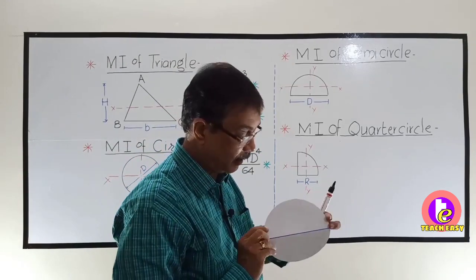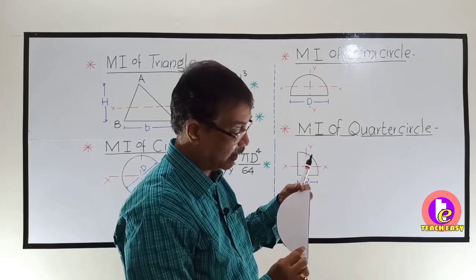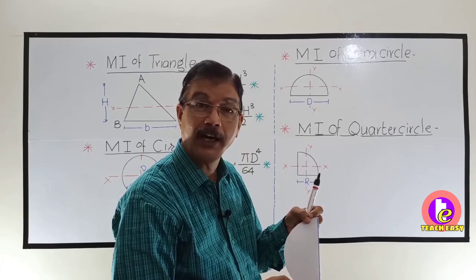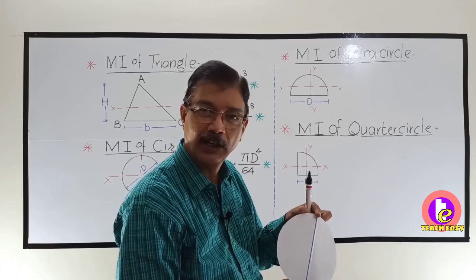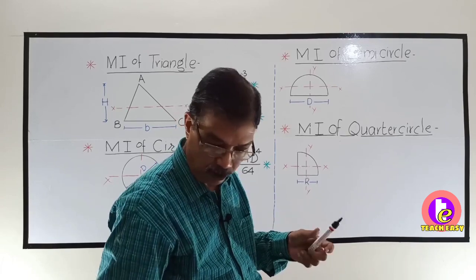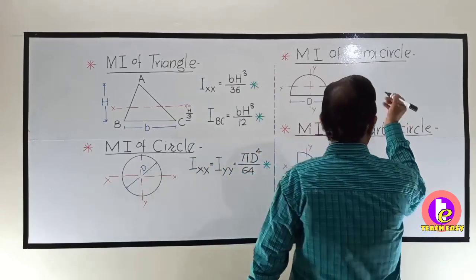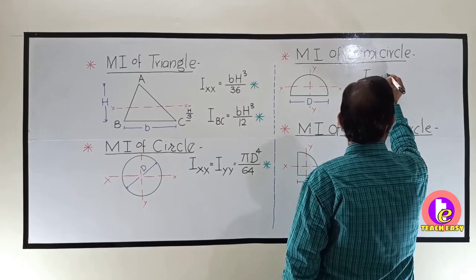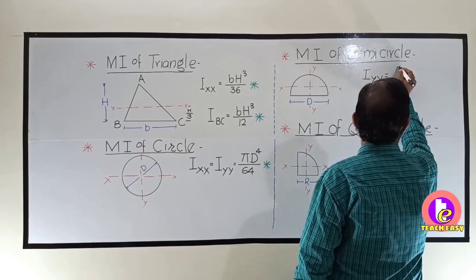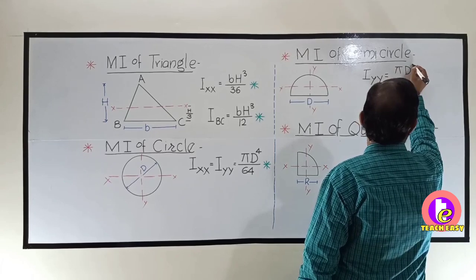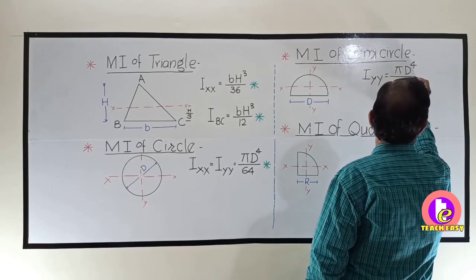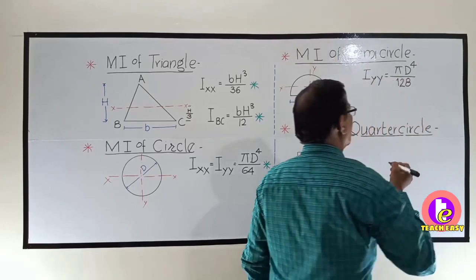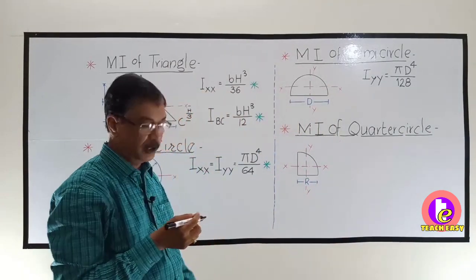See, look here. This is semicircle. If I make it like this, it is same. So what was this? Pi d raised to 4 by 64 in case of circle. Now half the area is reduced. So what will be Iyy? Iyy will be pi into d raised to 4 upon 128, half area. Moment of inertia always depends upon how the area is distributed from that particular axis.